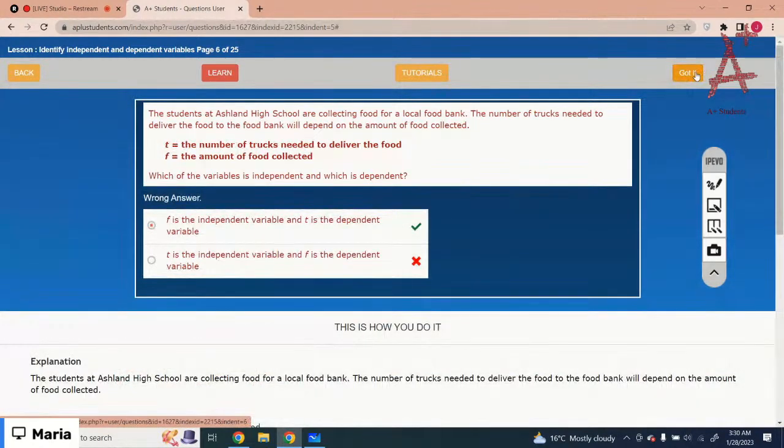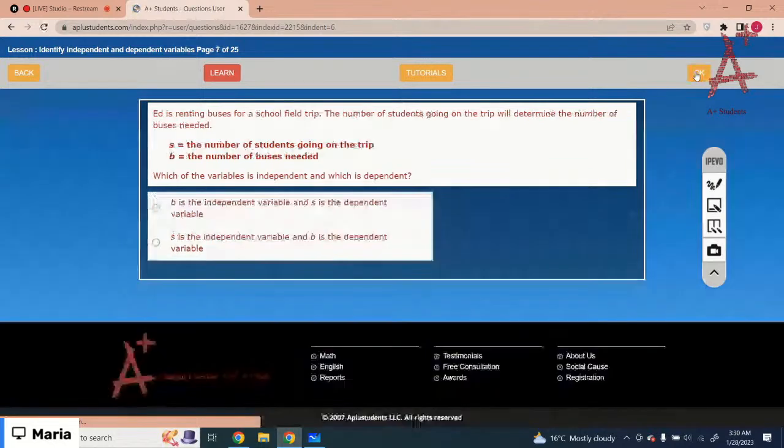Okay, the next one is... yes, F is independent and T is dependent. Got it? So I selected the wrong option. F is independent and T is dependent.